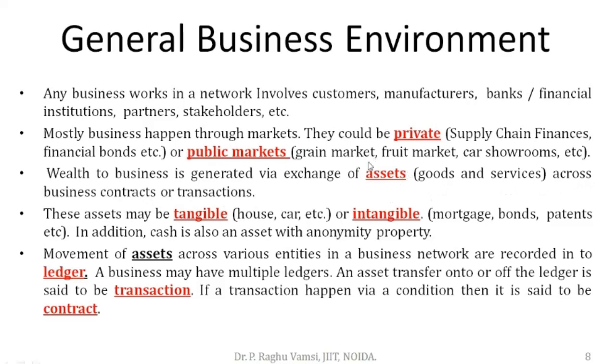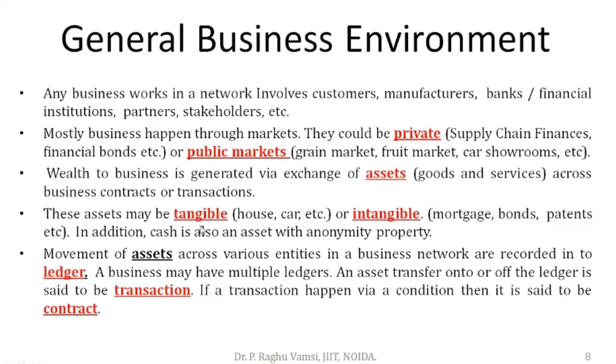So here assets may be goods or maybe services. For example, in recent times, you may have seen an advertisement for Urban Company. What they are providing is services, and they are making business from them. So as we discussed previously, an asset may not be goods, it may also be services. They provide the service and in return they expect money. So wealth to the business is generated via assets, that is goods and services.